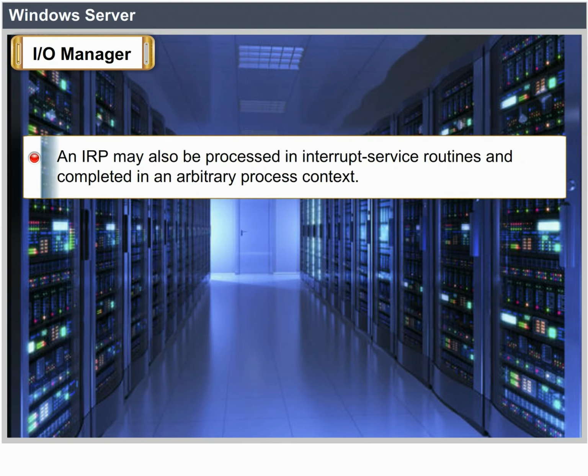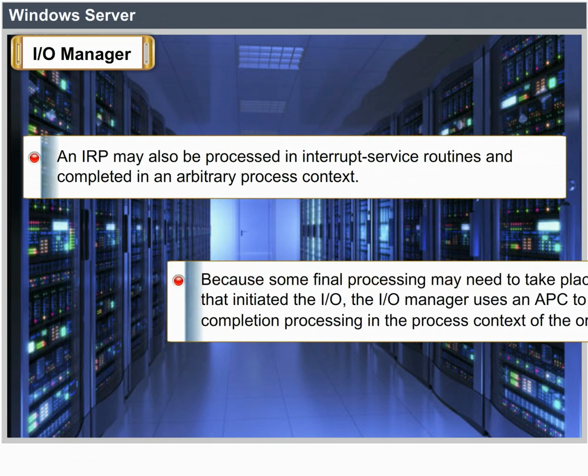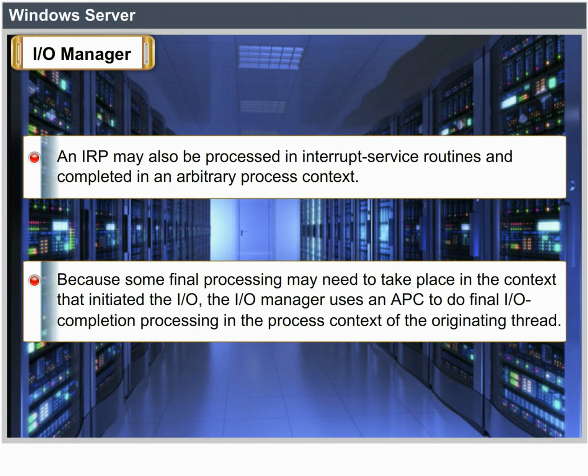An IRP may also be processed in interrupt service routines and completed in an arbitrary process context. Because some final processing may need to take place in the context that initiated the I/O, the I/O Manager uses an APC to do final I/O completion processing in the process context of the originating thread.